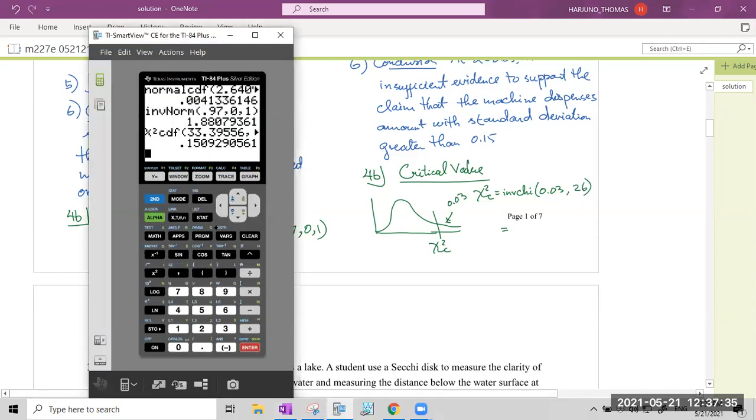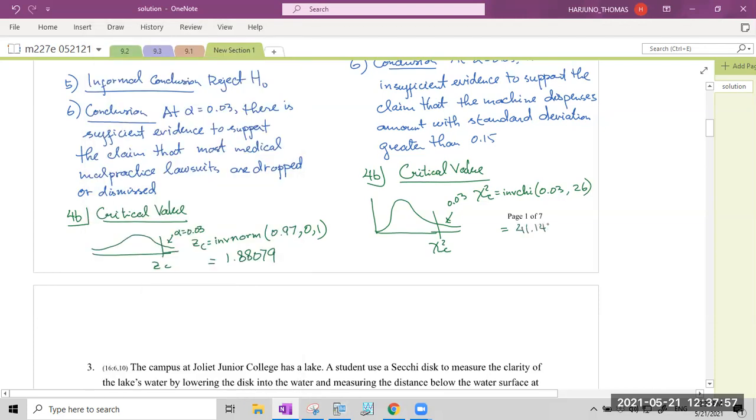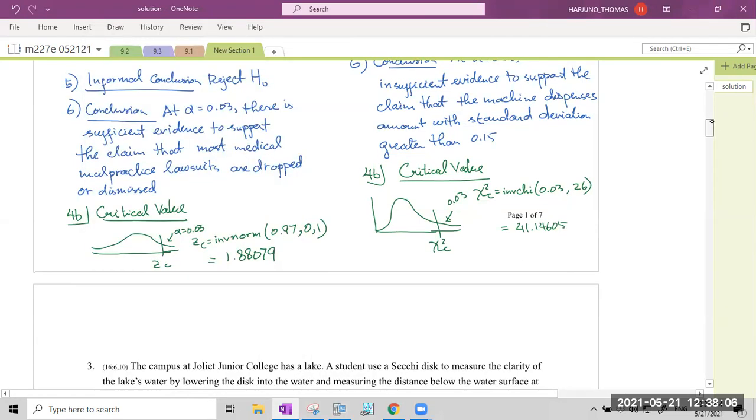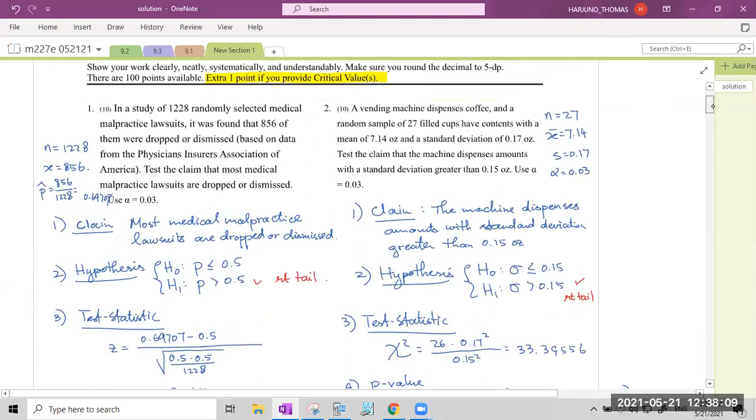So we don't have inverse chi in our calculator, but we did program it ourselves. I hope you remember. Okay, make sure it's still on your calculator though. Okay, 0.03, area to the right, degrees of freedom 26. 41.14605. Okay, now that's for number 2.